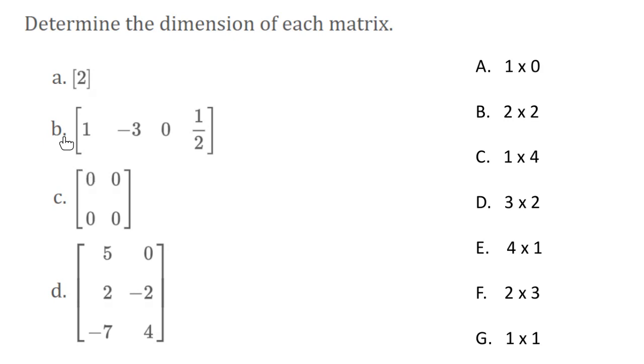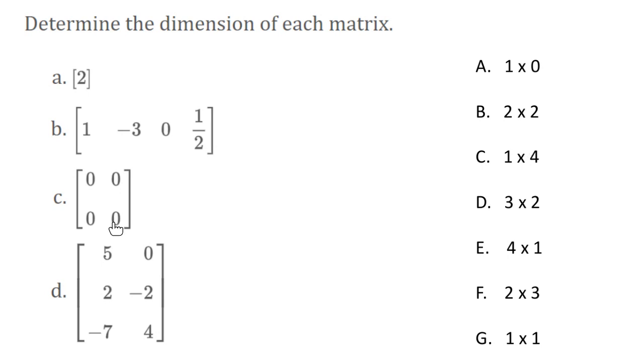Let's look at B. We always think of matrices as rows by columns. On this particular one, we see that we have just a row matrix. We have 1, -3, 0, and 1/2. So which one would this be? We have 1 row and 4 columns. This would relate to C here.